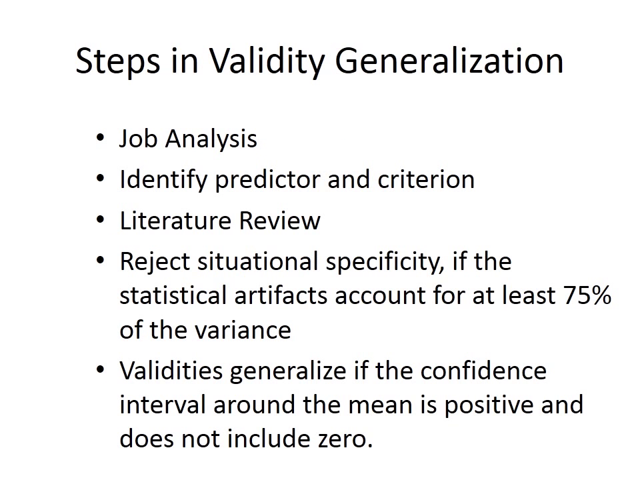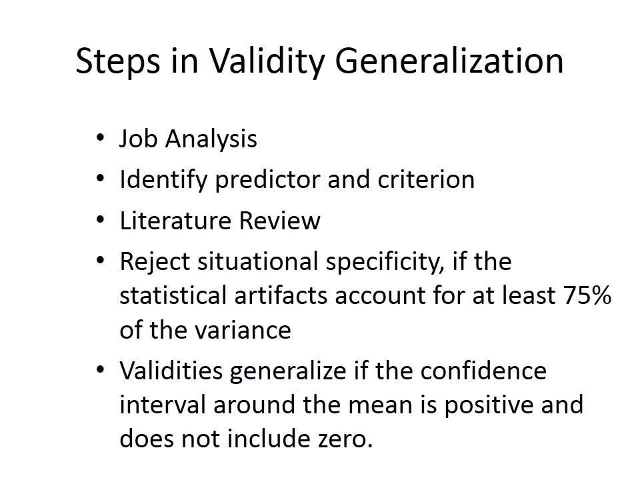So the steps in validity generalization mirror a lot of what we've been talking about, always starting with a job analysis for each study, identifying what the predictor and criterion should be. So what exactly are you trying to validate and generalize? Is it general cognitive ability? Is it personality? And what criterion are you trying to predict? This then creates the information you're going to use to determine what literature you need to review.